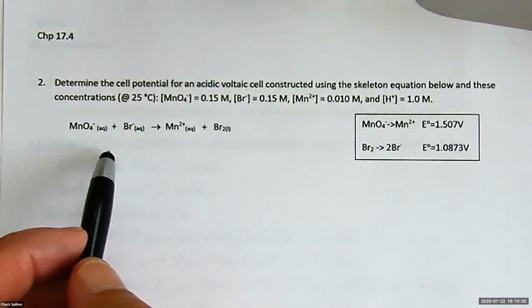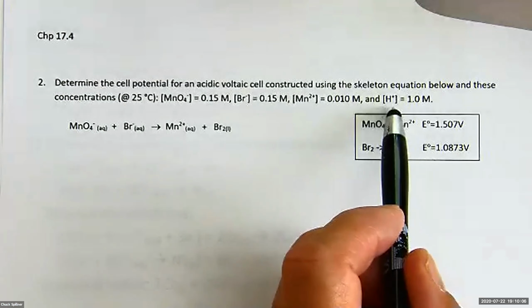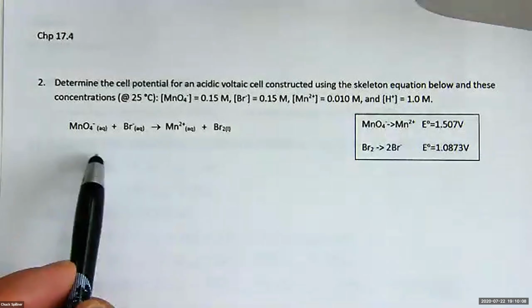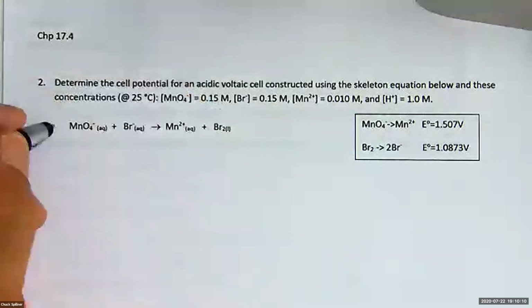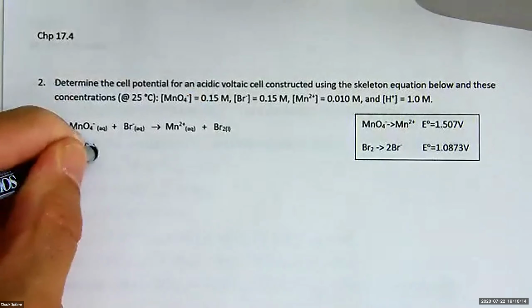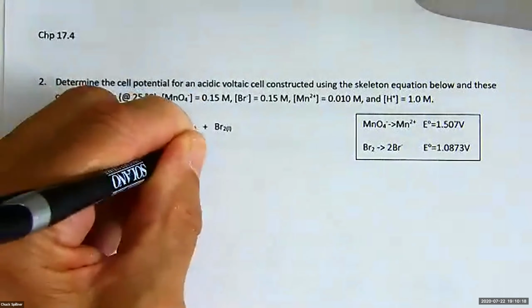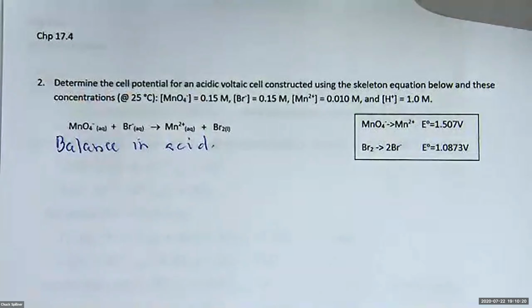So this is an acid. It doesn't say that, but it does give you the concentration of acid, so you know there's going to be acid. So you want to balance this in acid. So I'll write that down, balance in acid. And then when you get the balanced equation, you'll know what n is going to be. That's important to solve this problem.